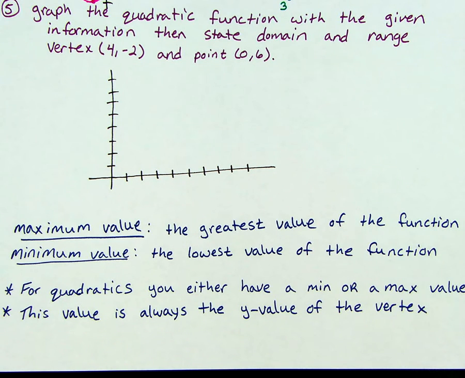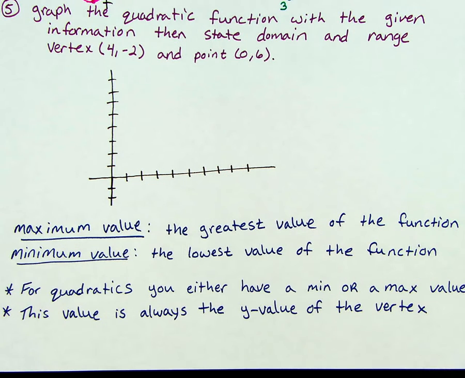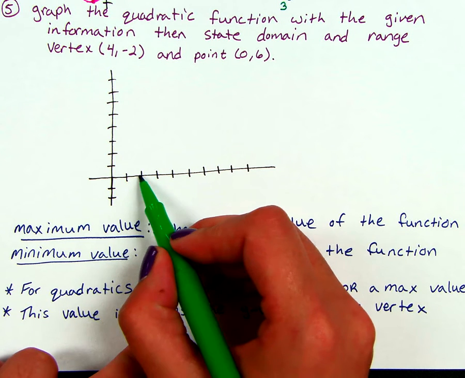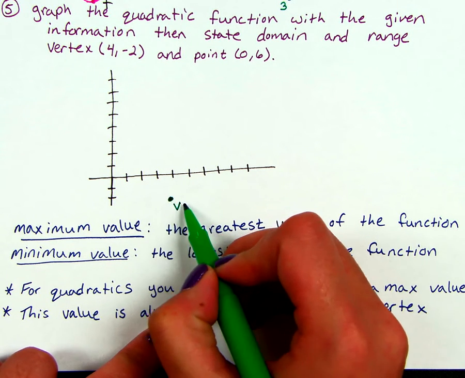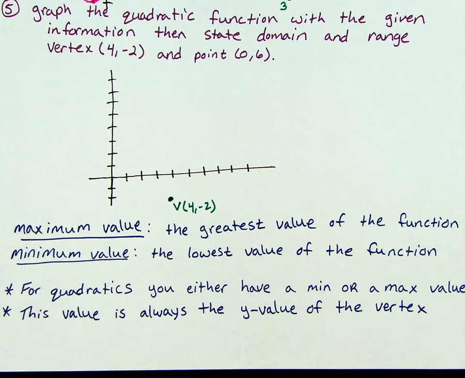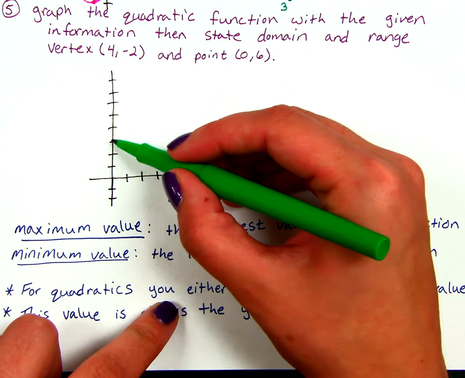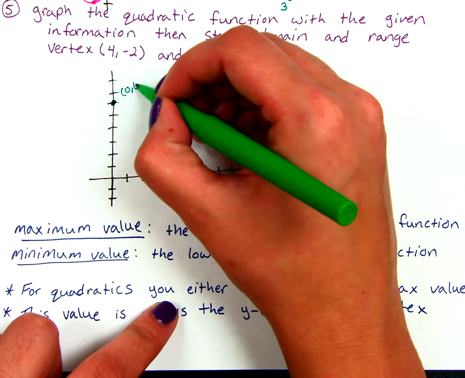Okay, so if we start with the vertex, we're going right 4, down 2. So 1, 2, 3, 4, down 2. Okay, so vertex is at (4, -2). And then my point is at (0, 6). So we're just going to go up 6. 1, 2, 3, 4, 5, 6. So here's my point at (0, 6).